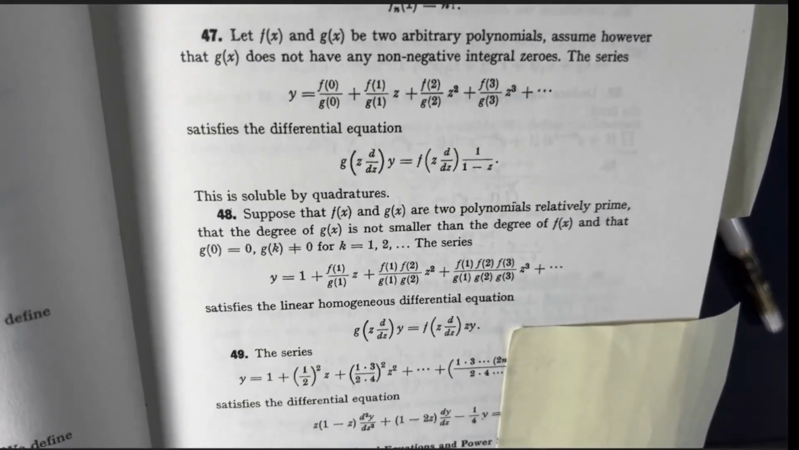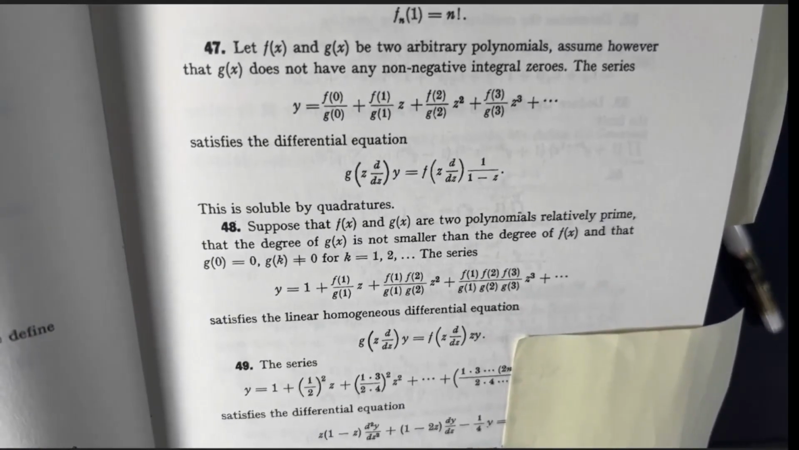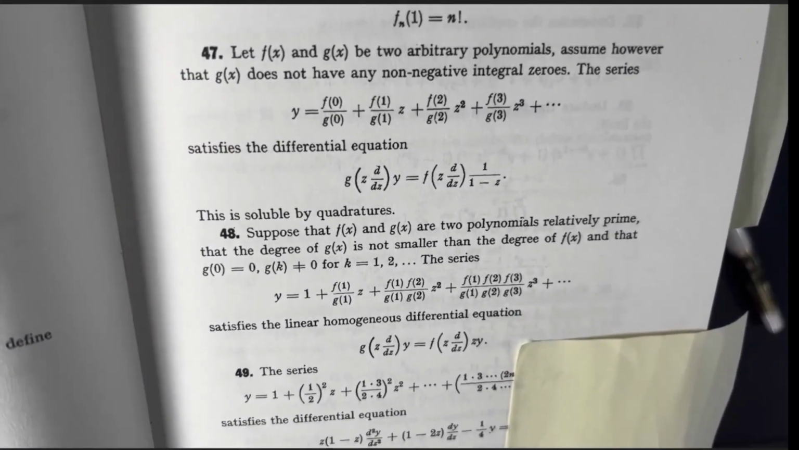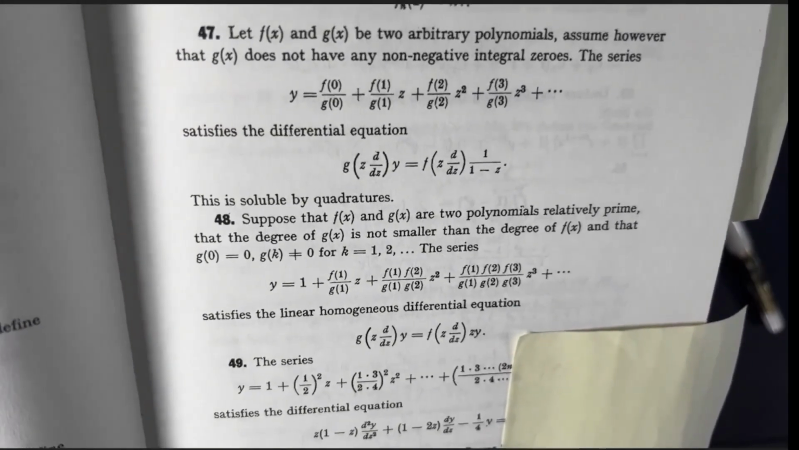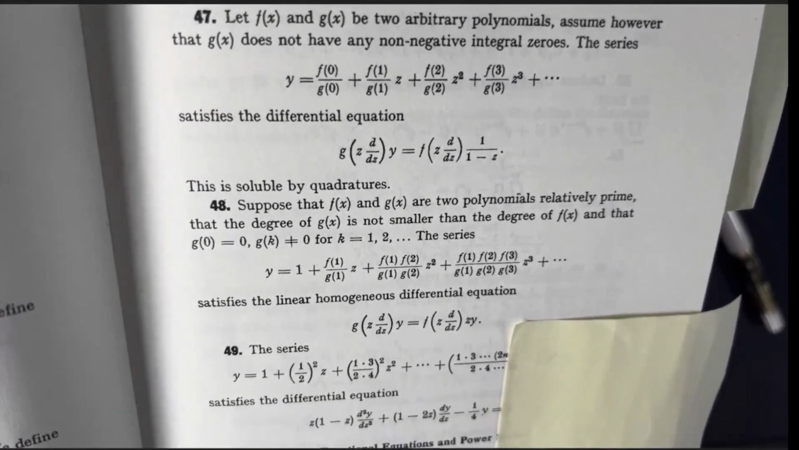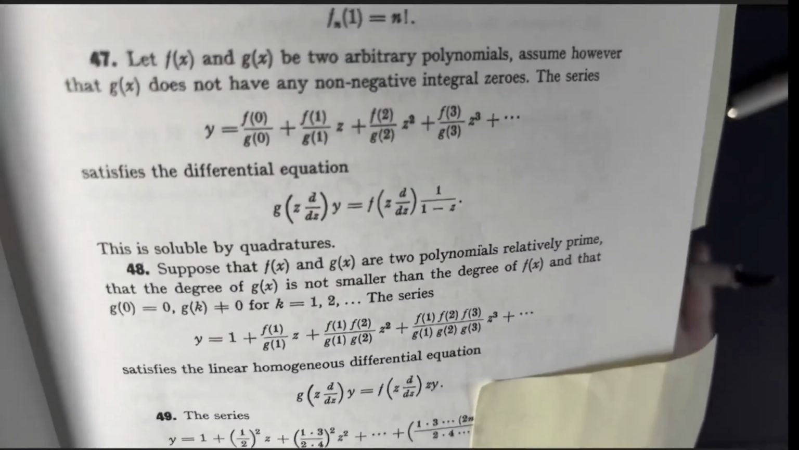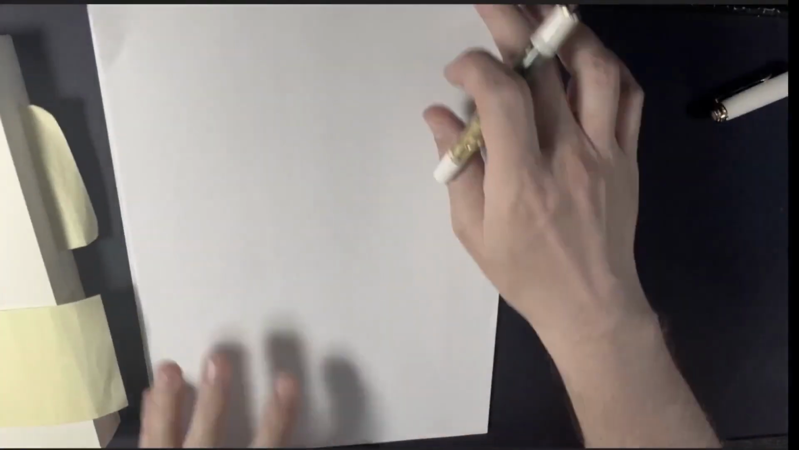You have two polynomials. G doesn't vanish on integers so that you can divide by it. Okay? And then you want to show that this series solves this differential equation. And again, when I say differential, I mean z d/dz. So you differentiate and then you multiply by z. I'm probably going to screw this up, but believe it or not, it just pops out. If you just plug it in, it'll work.